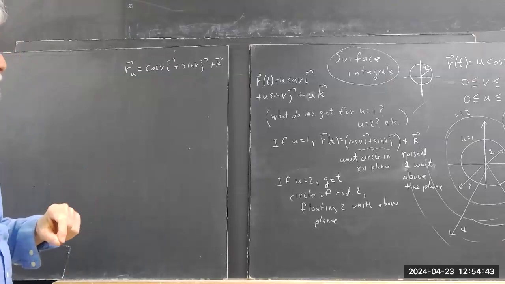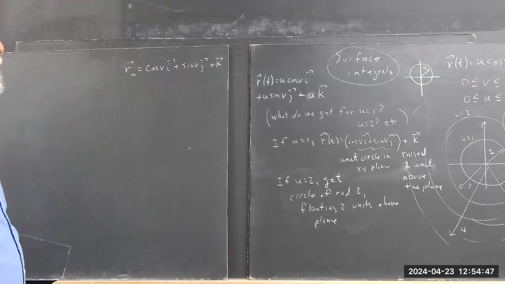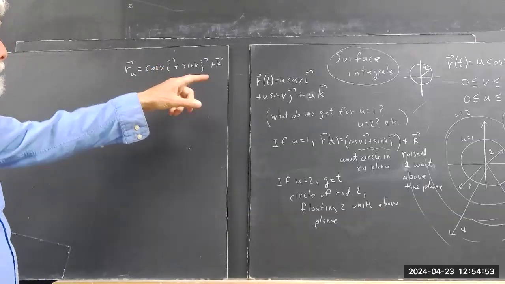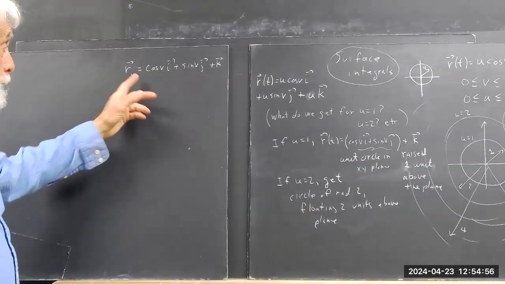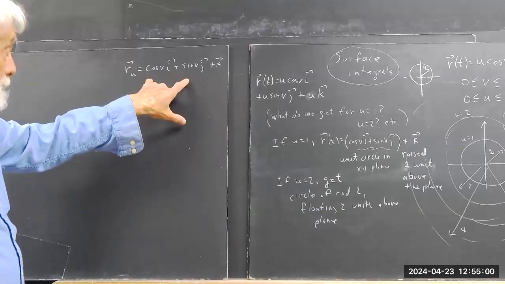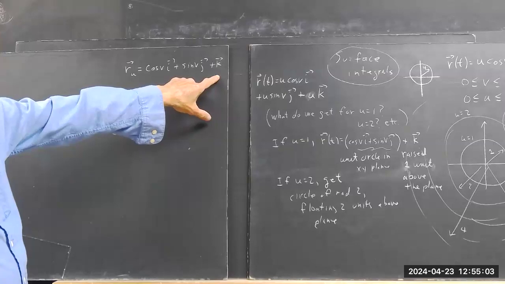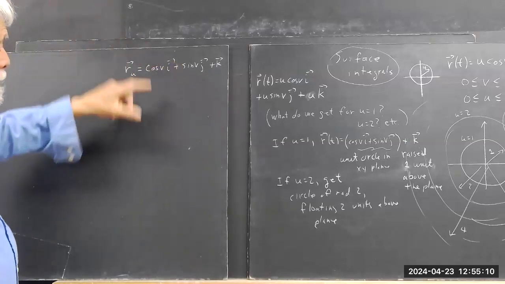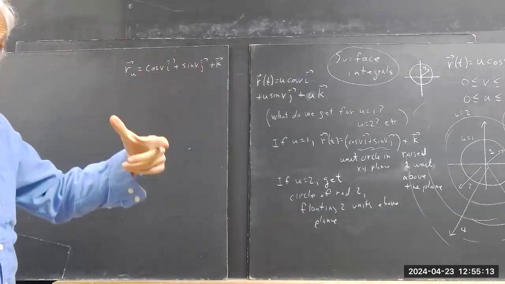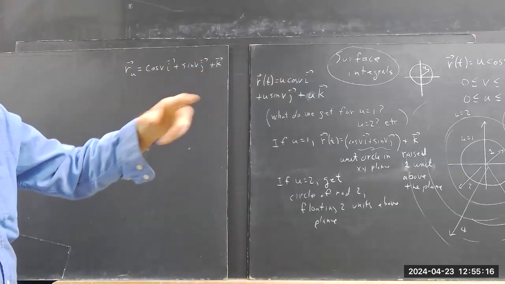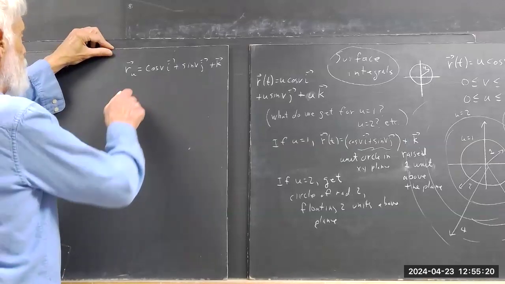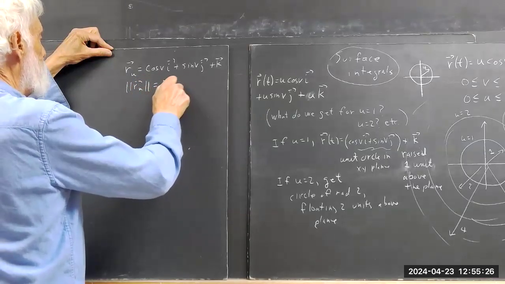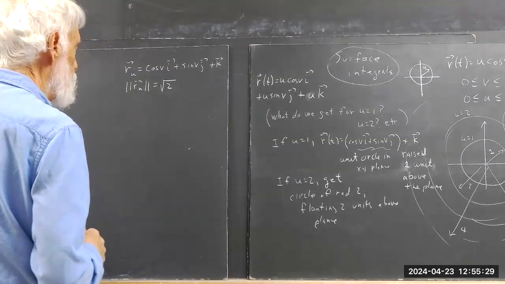It's a vector in the direction of the cone, depending on what u and v are. Not a unit vector, because this much would be a unit vector, but then you've got the 1 here. So actually its magnitude is square root of 2. It's the square root of cosine squared v plus sine squared v plus 1, right? Cosine squared and sine squared make 1, so it's 1 plus 1, the square root of 2. So r_u has magnitude square root of 2.